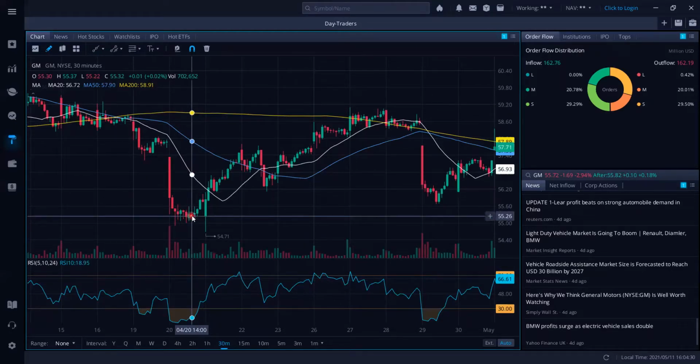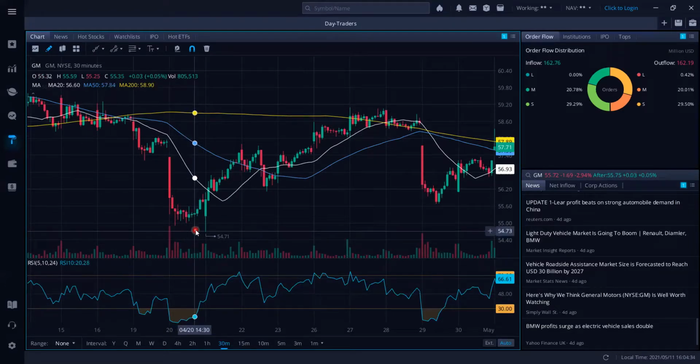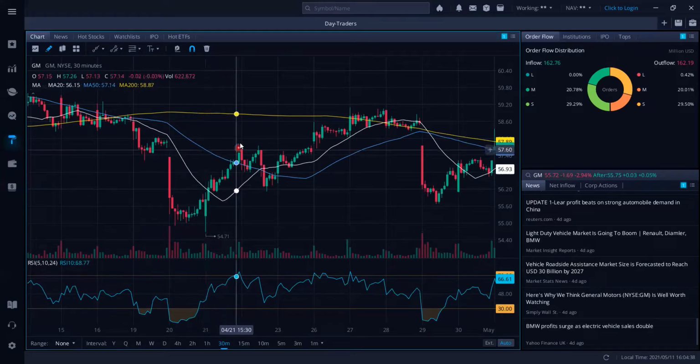So first things first, again, is identifying entry. At this point, we know a turnaround is on the way. The low point here was 54. The high point here was 57. If we were trading options, it could be a totally different ball game.